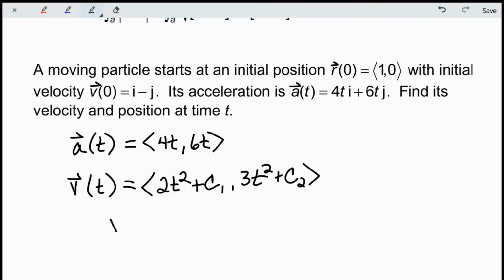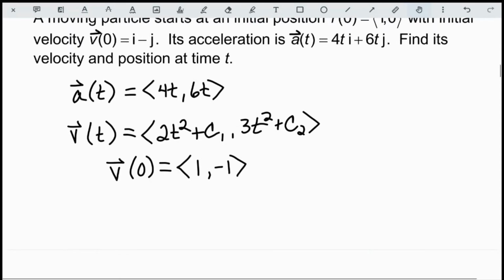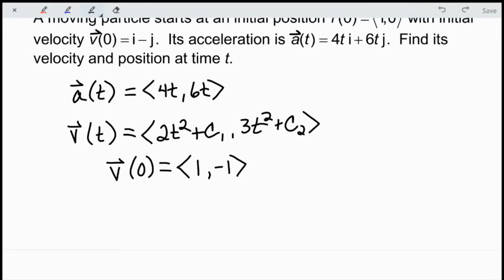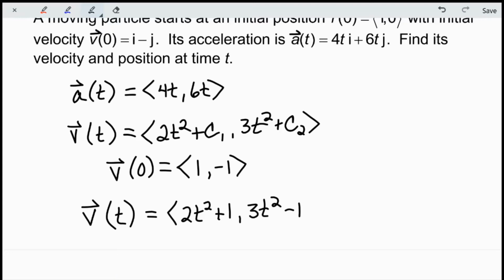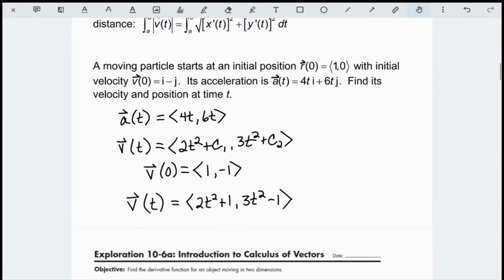So remember, they gave us the fact that the initial velocity is supposed to be i minus j. Knowing that to be the case, if I plug 0 in for time, I should be getting <1, -1> as the resulting vector. So that tells me in the end that my velocity vector at any point in time, using that initial condition, would be <2t squared plus 1, 3t squared minus 1>. Okay, so now we've got our velocity vector. Let's move on and get our position vector.